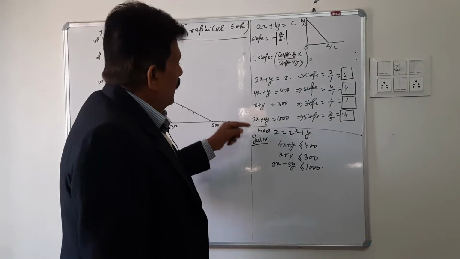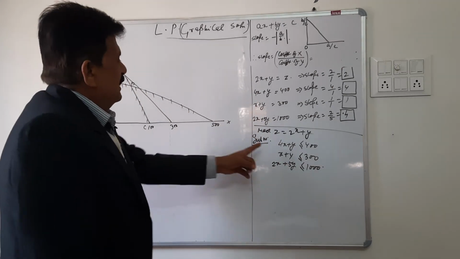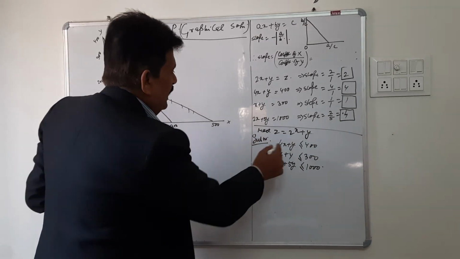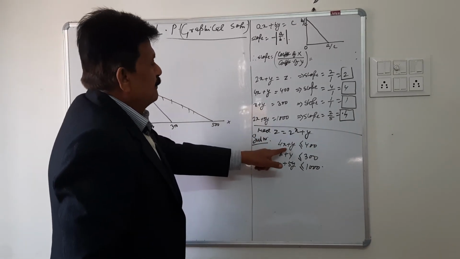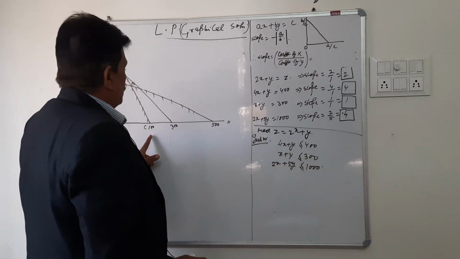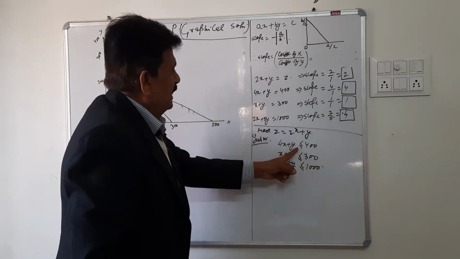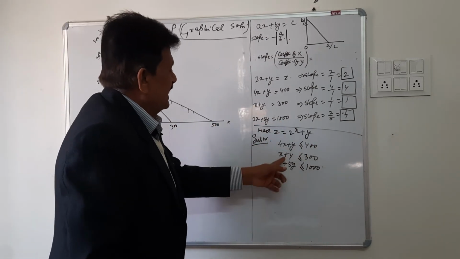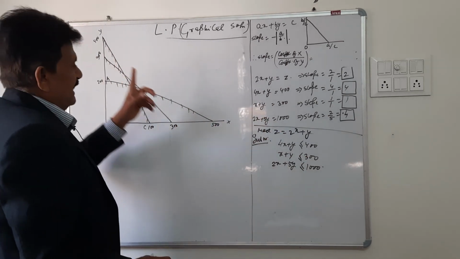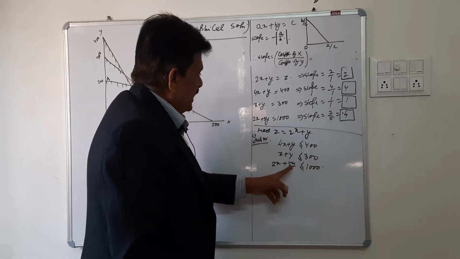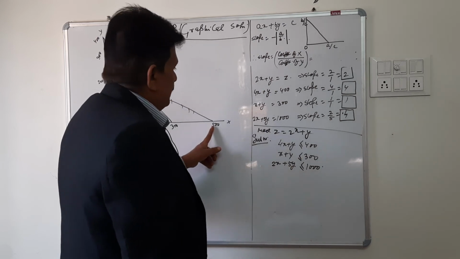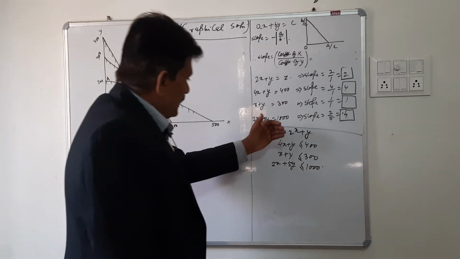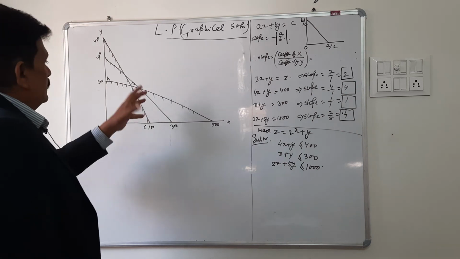Now we plot all these three constraints. First is 4x + y = 400. To plot it, very simple: on the x-axis the intercept would be 400 by 4, that is 100, and on the y-axis it would be 400. So 100 and 400. This is the first equation. Second, x is 300, y is 300. So 300, 300. And thirdly, on the x-axis the intercept would be 1000 by 2, that is 500, and on the y-axis 1000 by 5, that is 200. This way we have plotted all these three lines, and this is how it appears.